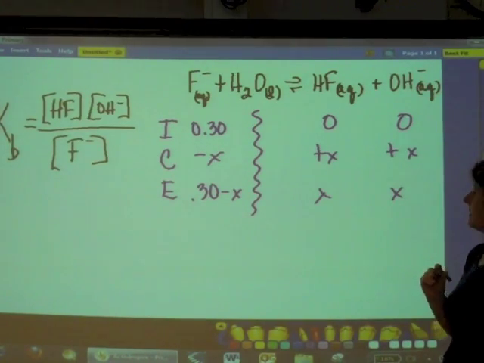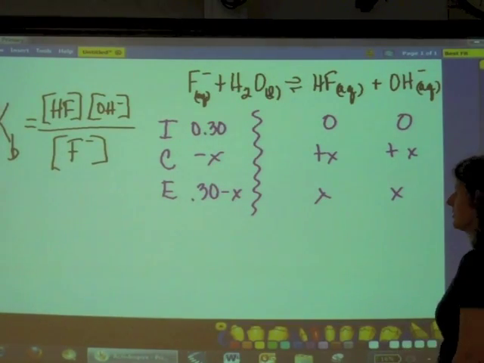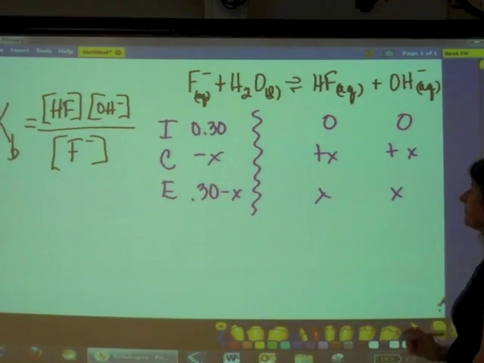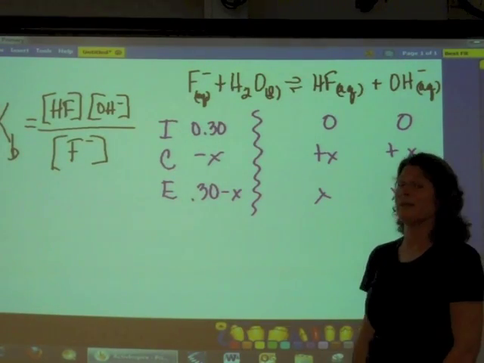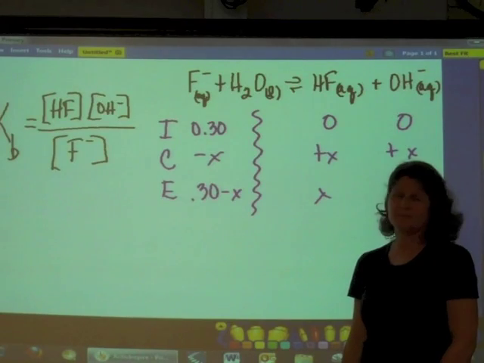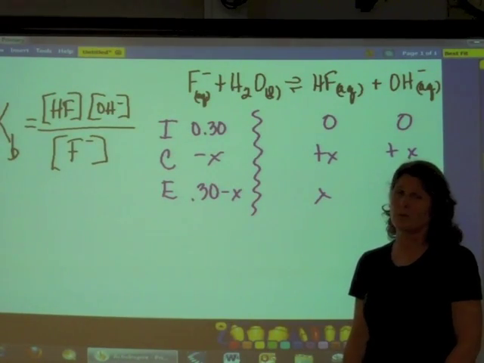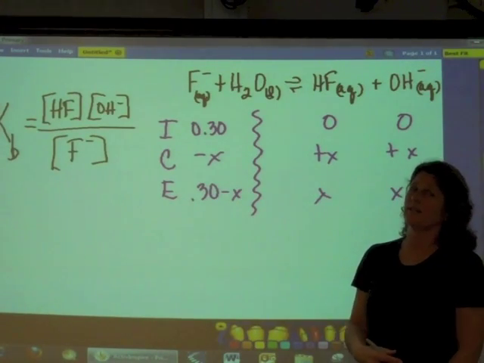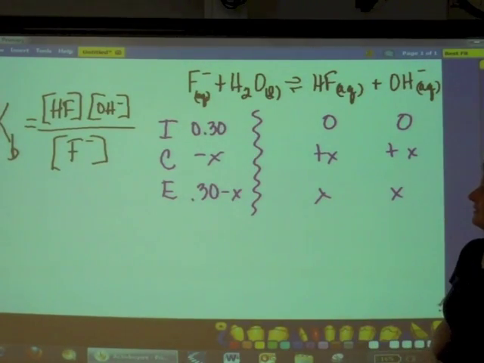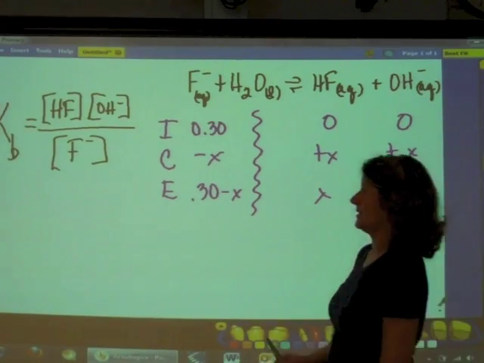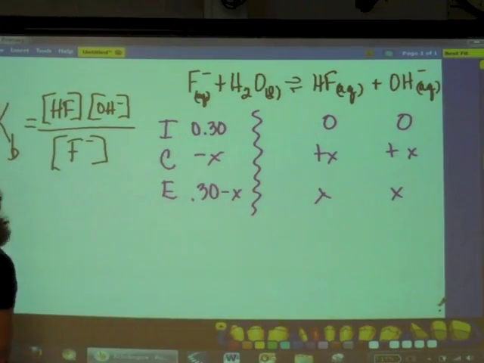So what do I do next? Well, I'm going to plug into my equilibrium expression. But in the problem, am I given a Kb? No, I'm not given a Kb. What am I given in the problem? I'm given a Ka for hydrofluoric acid. But this isn't a Ka problem. This is a Kb problem. So now we've got a problem with our K. What are we going to do?